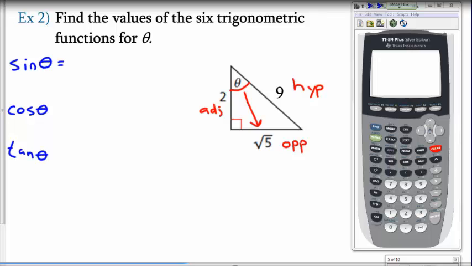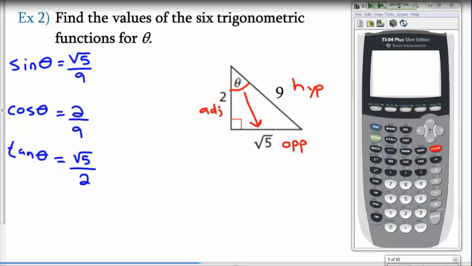Sine of theta is equal to square root of 5 over 9, or the opposite over the hypotenuse. The cosine of theta is equal to 2 over 9, or the adjacent over the hypotenuse. The tangent of theta is equal to the square root of 5 over 2, or the opposite over the adjacent.